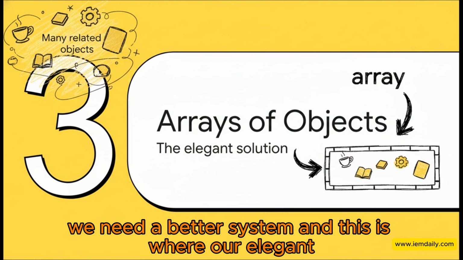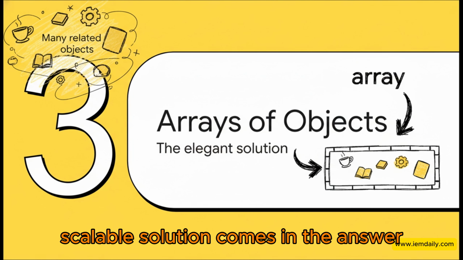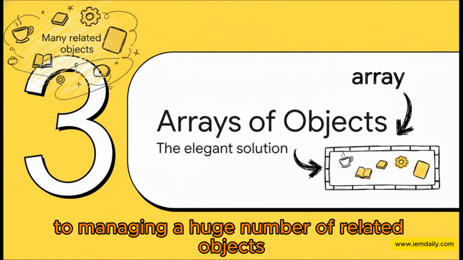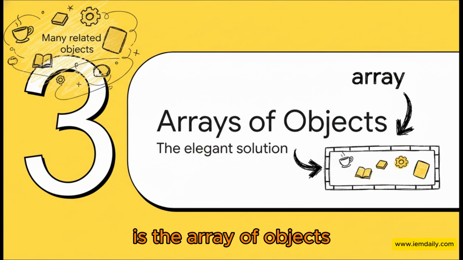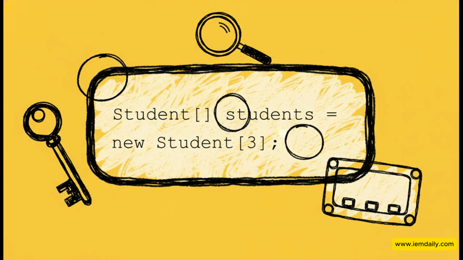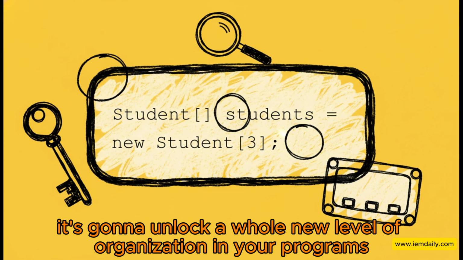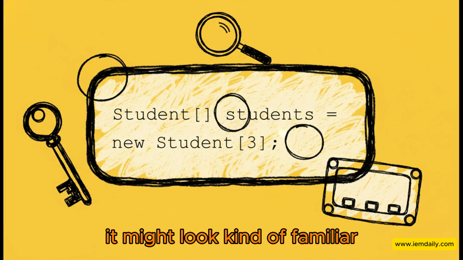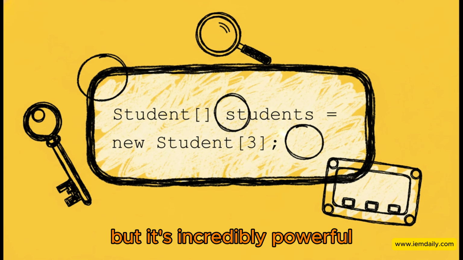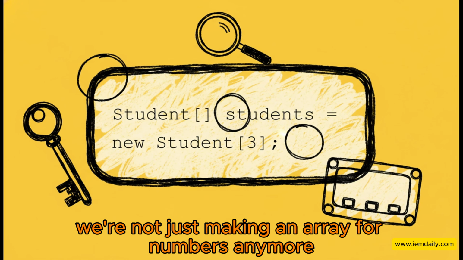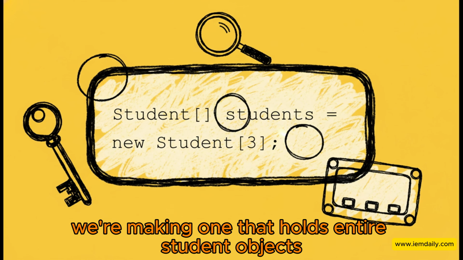And this is where our elegant, scalable solution comes in. The answer to managing a huge number of related objects is the array of objects. Now, this single line of code right here, this is the key. It's going to unlock a whole new level of organization in your programs. It might look kind of familiar, but it's incredibly powerful. We're not just making an array for numbers anymore, we're making one that holds entire student objects.